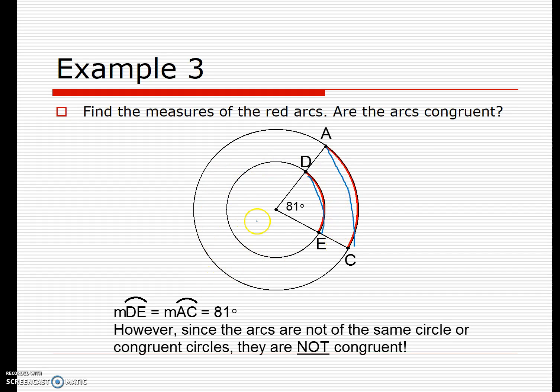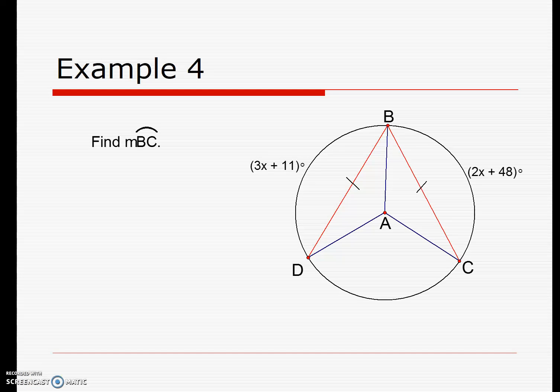The way we think about that is if I were to snip this circle right here, chop it up right there, and lay these two arcs flat and look at the distance from D to E and A to C, those are not going to be the same length. That's what we're looking at when we're determining if it's congruent or not. All right, here's our last example.